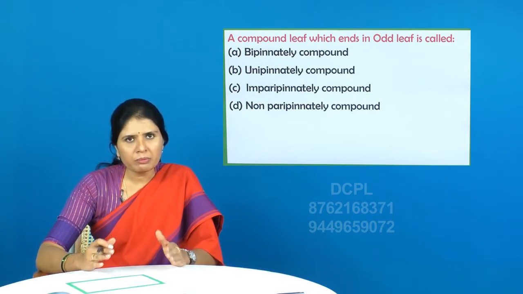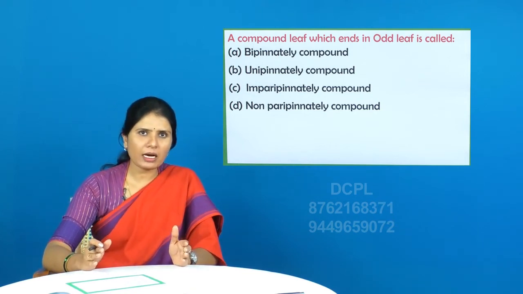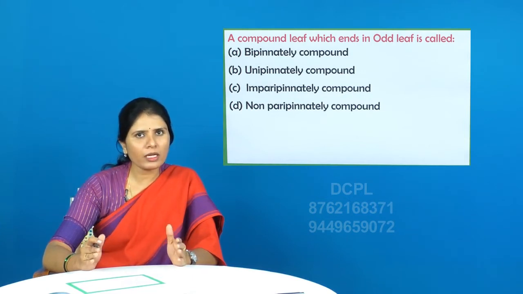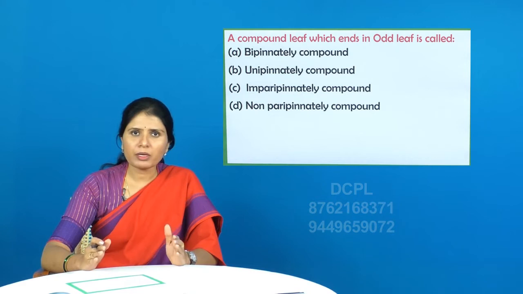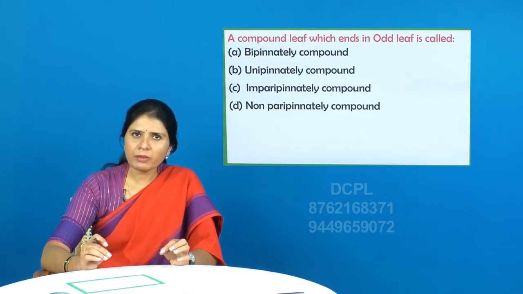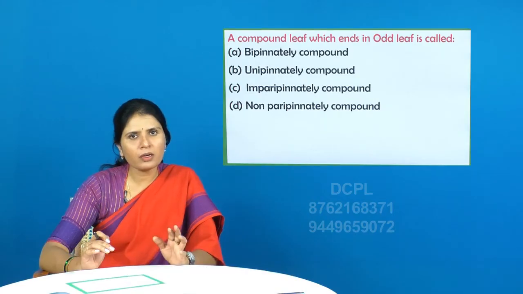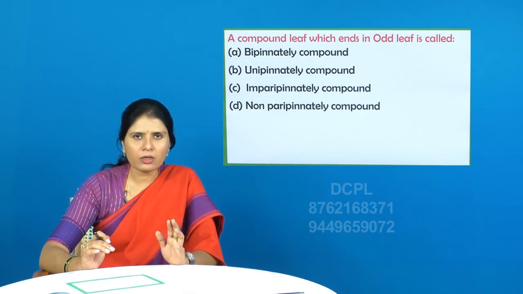However, option B, unipinnately compound leaf can be the answer because this is where the primary rachis either ends in an odd leaf or in a pair of leaves. But the question is very specific that it should be a compound leaf which is having an odd leaf. So, though unipinnately compound leaf can be an answer, it is not an appropriate answer for the present question. It may end in a pair of leaves or in an odd leaf. So, unipinnately is not the answer.